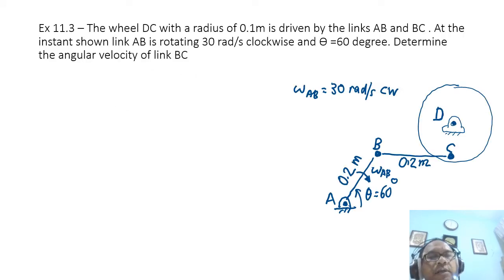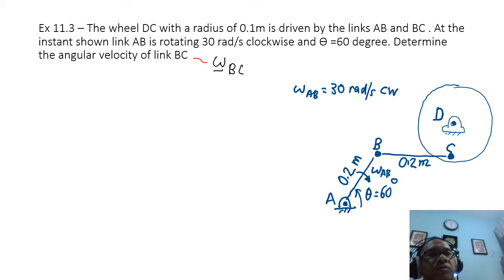So here is a case called example 11.3, where the wheel D and C, with a radius of 0.1, is driven by the links AB and BC. At this instant shown, link AB is rotating at 30 radian per second clockwise, and theta equals 60 degrees. Determine the angular velocity of link BC. So the question asks you to give what is omega BC.